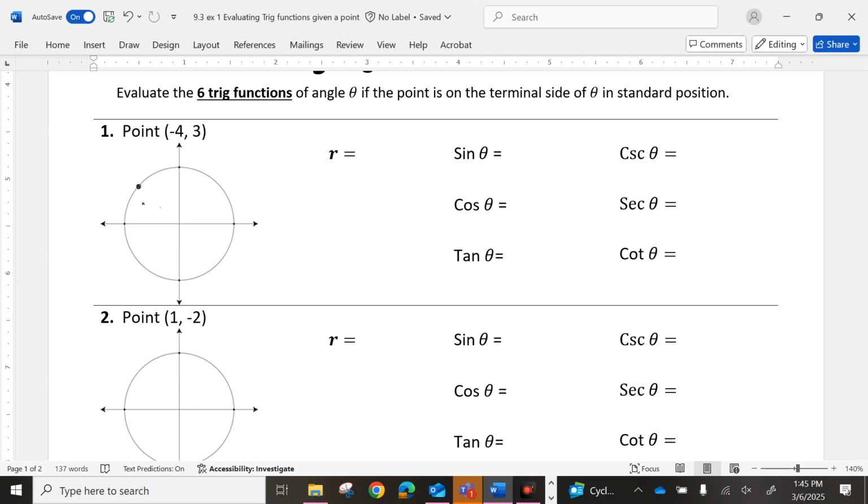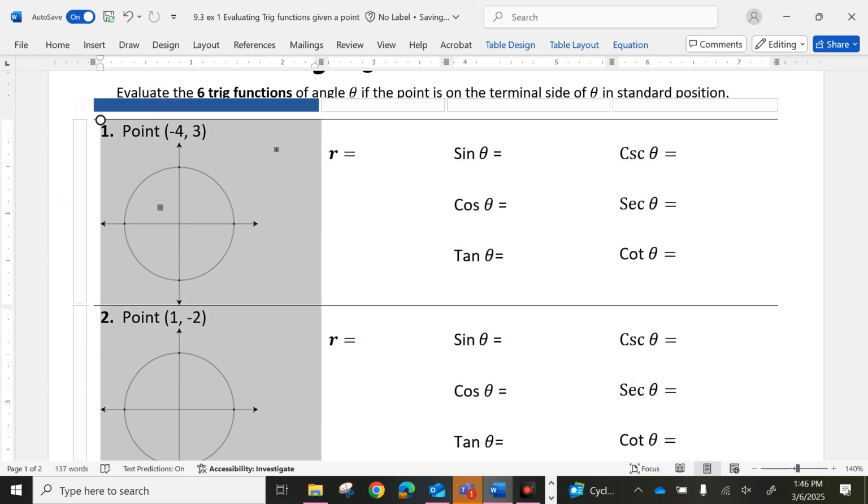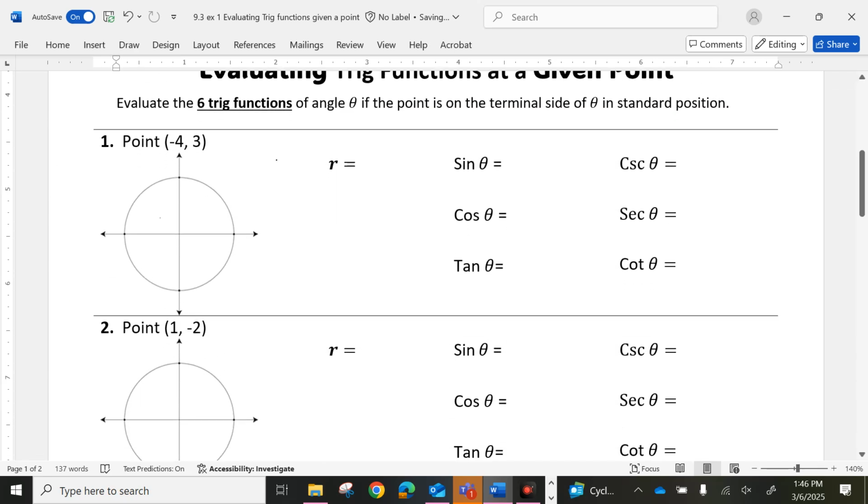So we are going to start with this guy right here, number 1, which says the point... there we go. The point we are looking at is -4, 3.